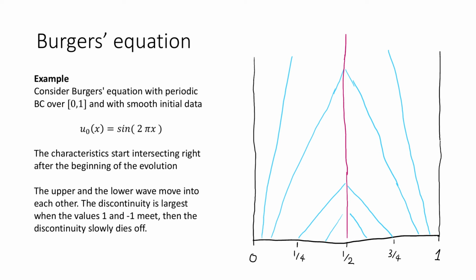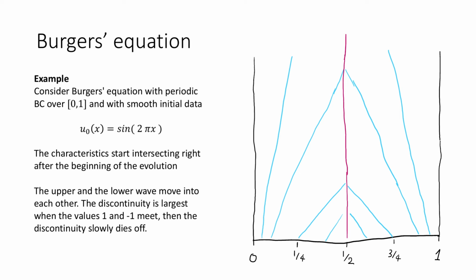We can start writing down the characteristics, just taking a look at the original conservation law. Then we see that the speed of the characteristics is proportional to the value of u. In particular, the characteristics start intersecting right after the beginning of the evolution. Even starting with smooth initial data, the characteristics start to intersect.